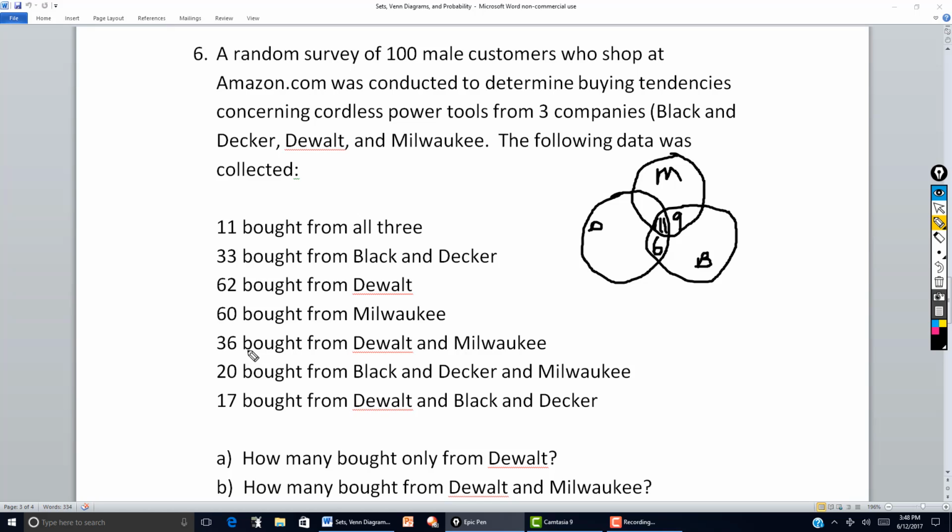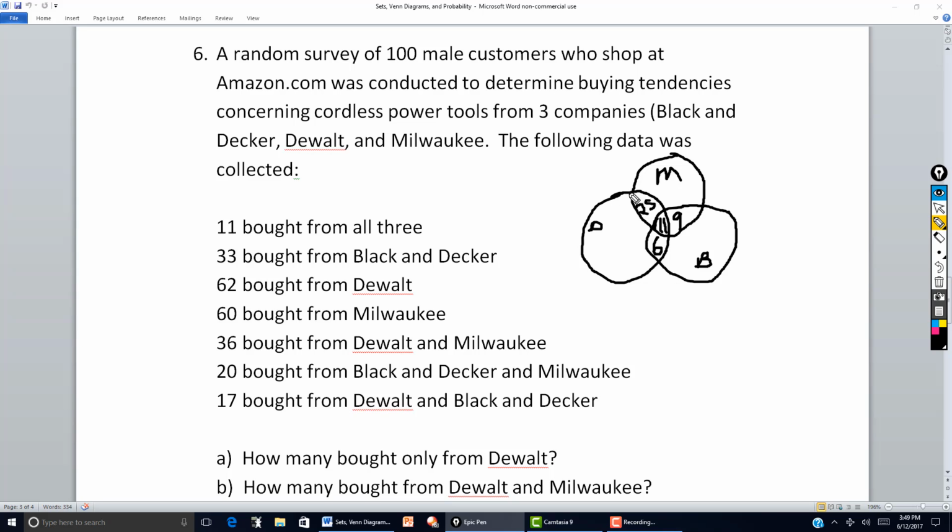Let's look at the next one here. 36 bought from DeWalt and Milwaukee. We look at the intersection of those 2. It's made up of these 2 regions. 11 is already accounted for, but it says 36 bought from DeWalt and Milwaukee. So if these 2 regions have to add up to 36, this should be 25.